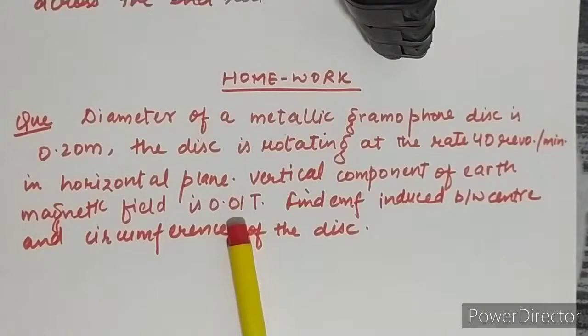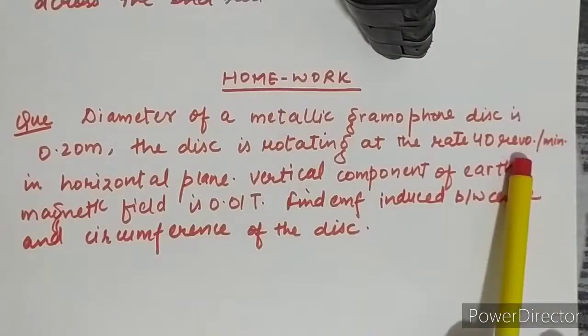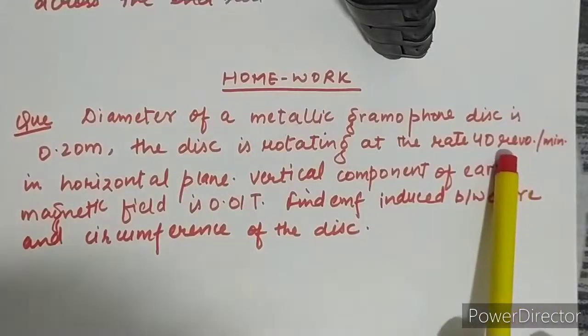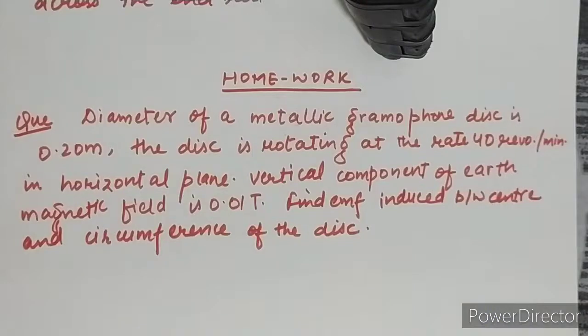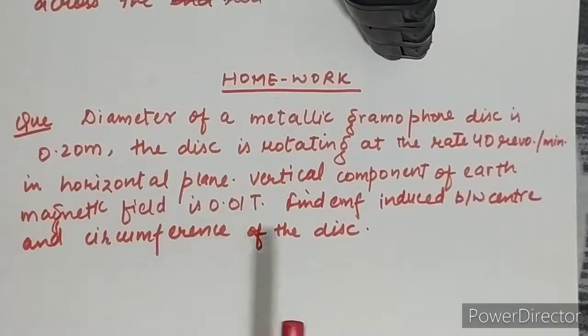So your formula will become EMF E is equal to BAF. B is the magnetic field, F is the frequency, 40 upon 60 when we convert it into seconds, and A is the area. The value of area is not given in the question, so we take it as pi r square. R we have taken from the diameter value. So it will become B pi r square into F, and all the values you already have in the question. So from that you can easily calculate and get your answer.